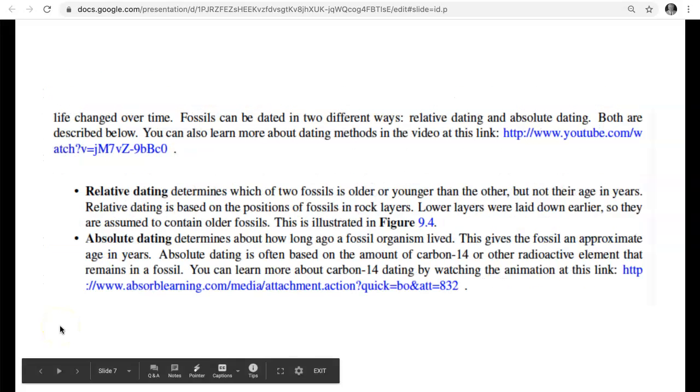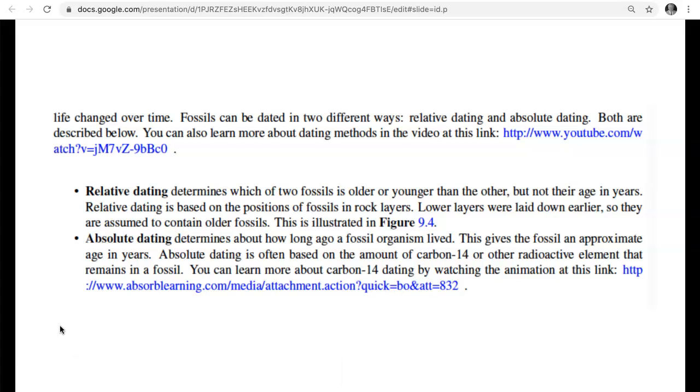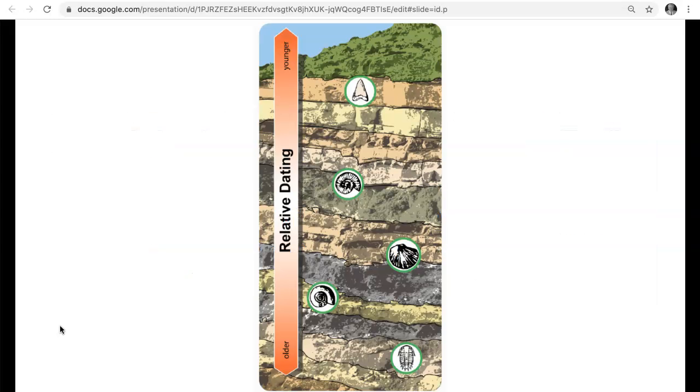We can tell how old a fossil is by dating it in two different ways: relative dating and absolute dating. Relative dating means where it is in the rock layer compared to other fossils. Absolute dating is when we use a radioactive clock, something like carbon-14 or potassium-argon. Carbon-14 is only good to about 50,000 years ago, so it's not very good at all. But certain types of rock have potassium-argon, and we can date those for billions of years ago. But let's take a look at this. Here's an example of relative dating.